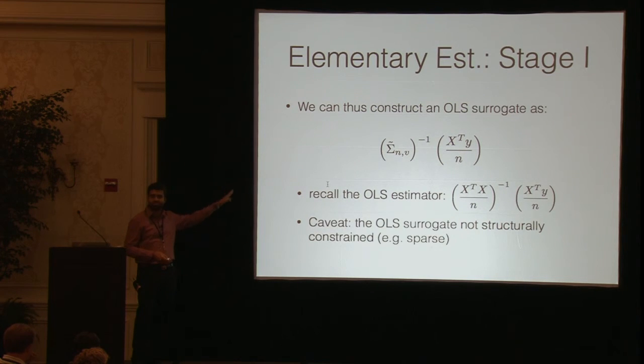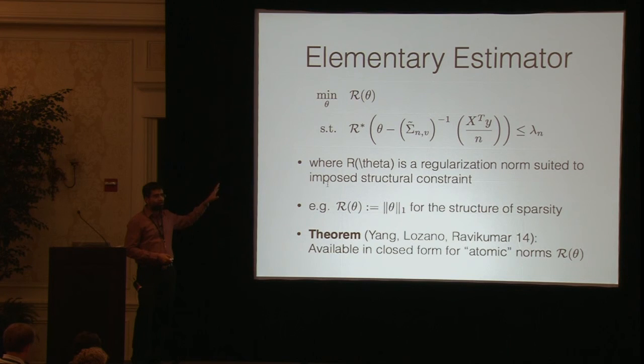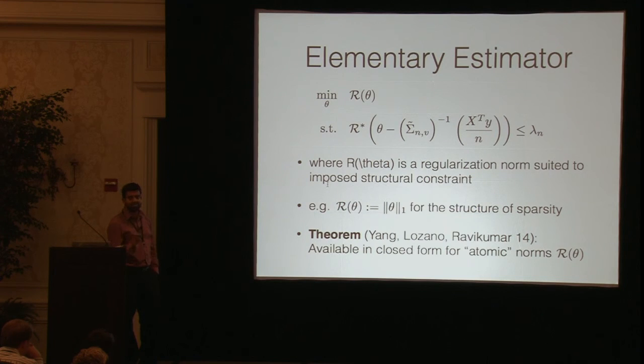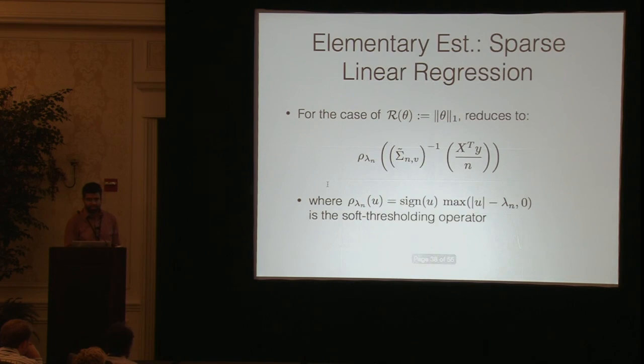So where do we impose the structural constraints? What I'm going to do is embed this even further into an optimization problem. I'm going to find a theta that is going to have minimal structural complexity such that it's not far from that OLS surrogate that I mentioned before. Okay? So this is very similar to Dantzig and even stuff that we essentially do with regularized MLEs. But the interesting thing is that for a large class of regularization norms, this is actually available in closed form. For the case of sparsity, this is the estimator. I essentially perform an additional level of thresholding.